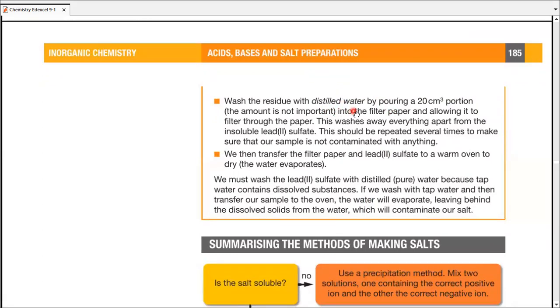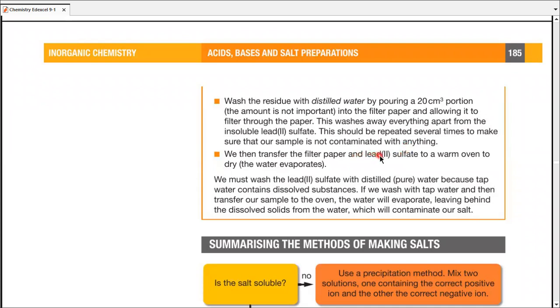Remember to wash them with distilled water. A 20 cubic centimeter portion would be fine. You may use 10, you may use 15, you may use a little more than 20. That's fine, so this portion is not important. What's important is to wash away everything that is soluble and just have the insoluble pure salt on the top of the filter paper. Washing can be repeated several times to make sure that the sample is not contaminated. So wash it once with a 20 cubic centimeter portion, then twice and thrice. Keep on doing that until you're sure that you don't have any contamination left.